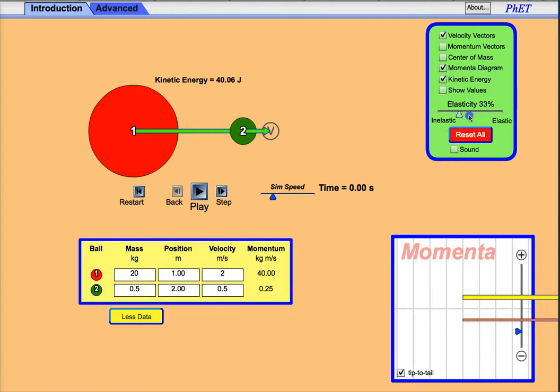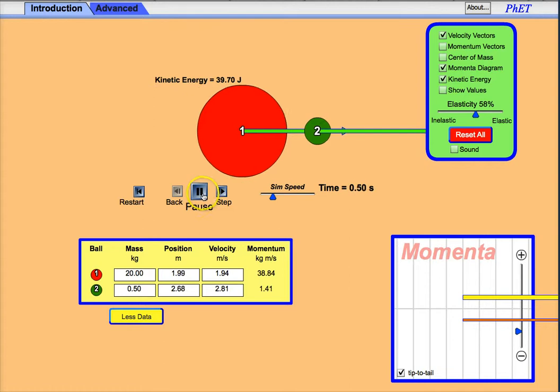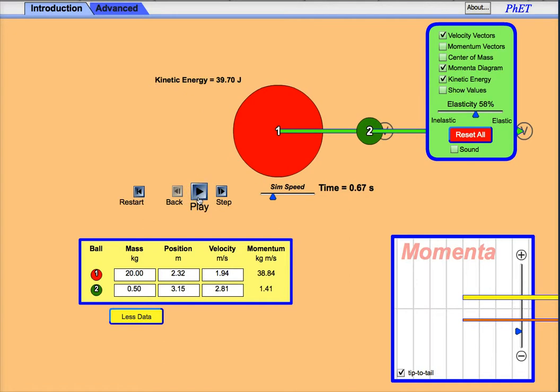Let's set the elasticity somewhere in the middle. That's what happens in real life collisions. It's partly elastic, partly inelastic. So let's see what would actually happen were something like this to happen. I press play, we let the collision occur, and I pause it.